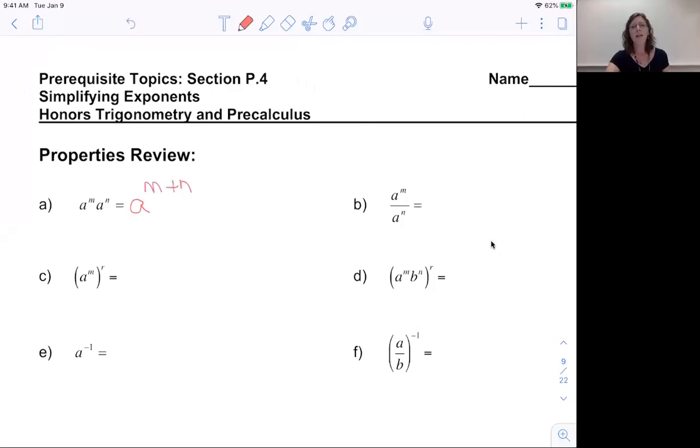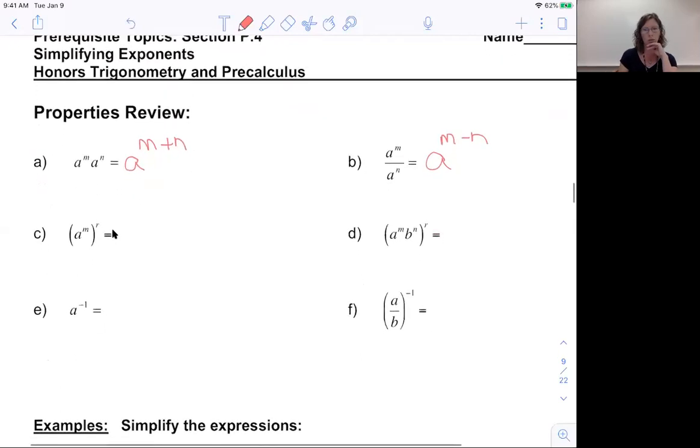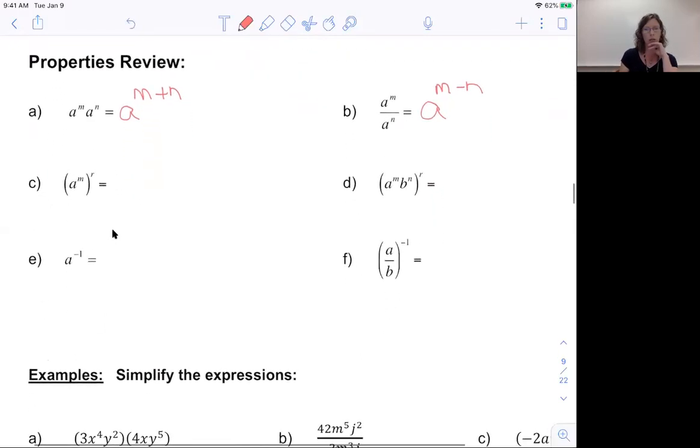And then letter B is going to be, when we're dividing, we're actually subtracting the exponents. So when you're multiplying, you're adding the exponents. When you're dividing, you're subtracting the exponents. So those would be the two properties with multiplying and dividing. The second two properties here, these are those power to a power property. So you have an exponent inside and on the outside.